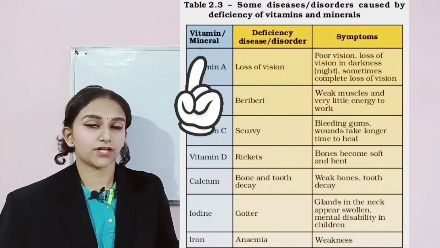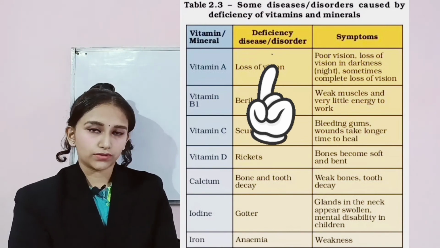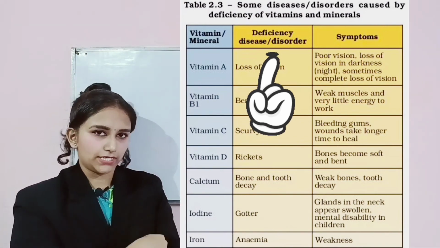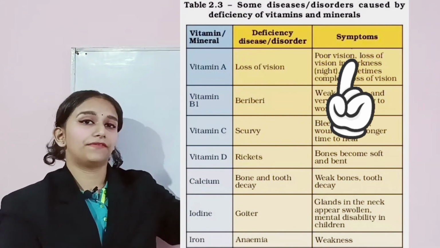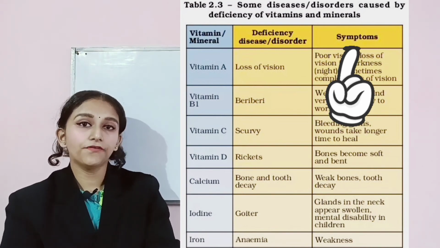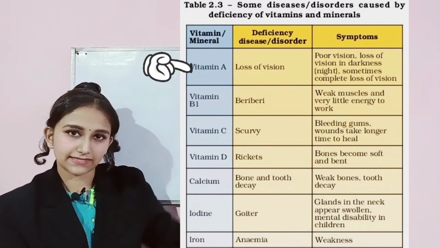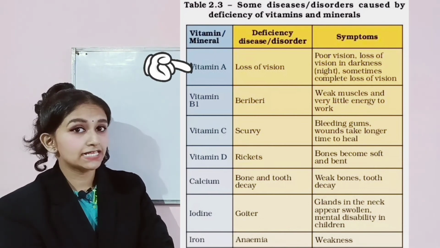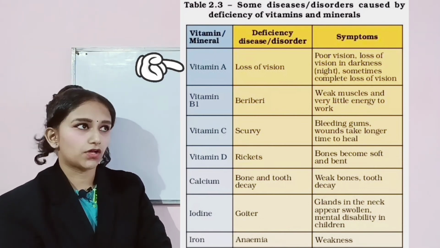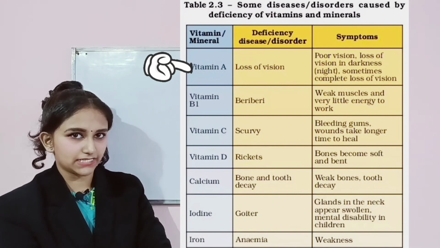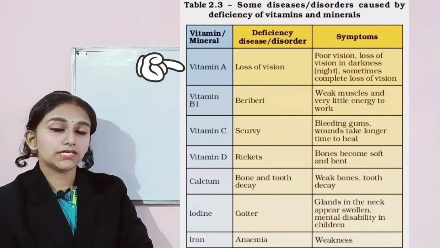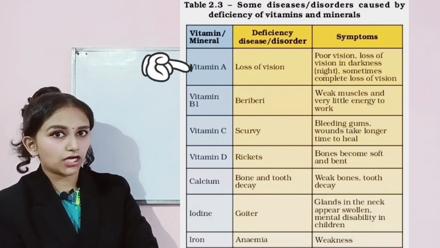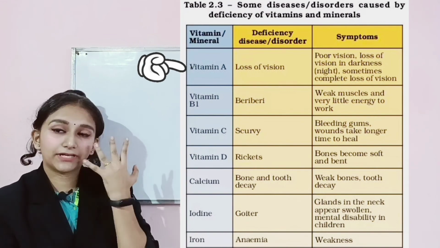Column 1, vitamins or minerals. Column 2, deficiency diseases or disorders. And column 3, we have the symptoms of all these diseases. Row 1, vitamin A. The deficiency disease that is caused is loss of vision, also known as night blindness. Its symptoms are that a person will not be able to see in the dark and will not be able to see clearly also.